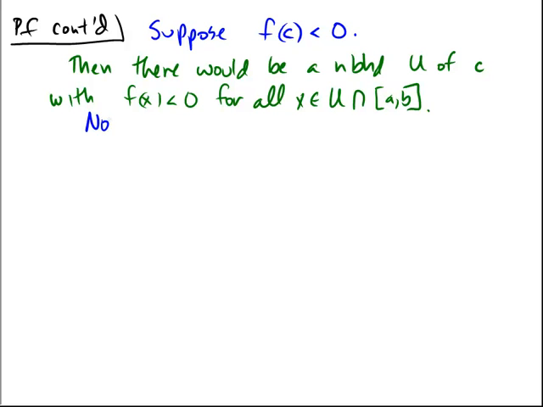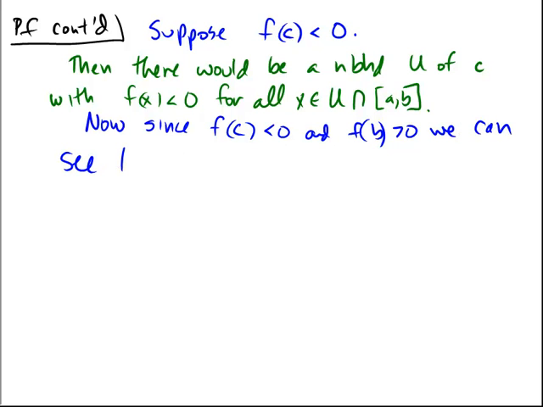So now, since f of c was less than 0 and f of b was bigger than 0, we can see that c is definitely not equal to b. Right? Functions have unique outputs, so if one of them's negative and one of them's positive, then they cannot be the same input going into the function. And that's important so that we were not getting too far to the right hand side. We actually get somewhere in the middle.